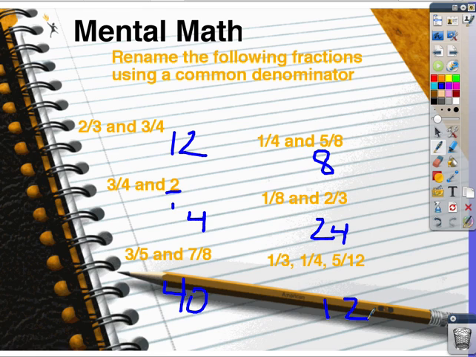Now remember, it can be any number that's a multiple of their lowest common multiple. So if you said 24, if you said 36, those would all be answers. If you said 4 or 8 here, that would work as well. If you would have said 32, because you just multiplied 4 times 8, that would work as well. But the numbers that I wrote down are the lowest common multiples, the lowest number that they both have in common.